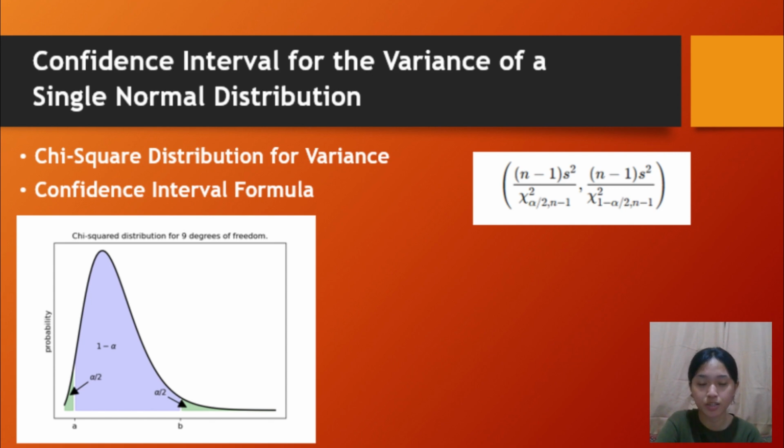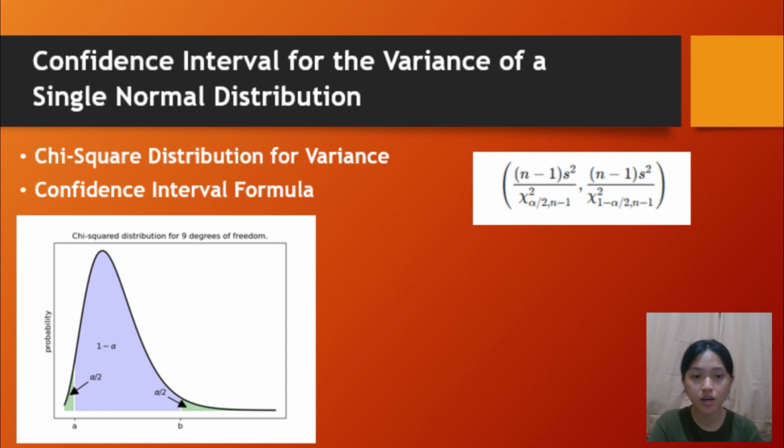Confidence interval formula. For a given confidence level, the confidence interval for the population variance is calculated as n minus 1 times S squared divided by the chi-square of alpha over 2 with n minus 1 degrees of freedom, to n minus 1 times S squared divided by the chi-square of 1 minus alpha over 2, where n is the sample size, S squared is the sample variance, and chi-squared alpha over 2 and chi-squared of 1 minus alpha over 2 are the critical values from the chi-square distribution for the chosen confidence level.